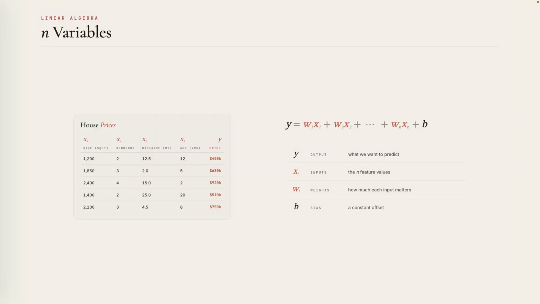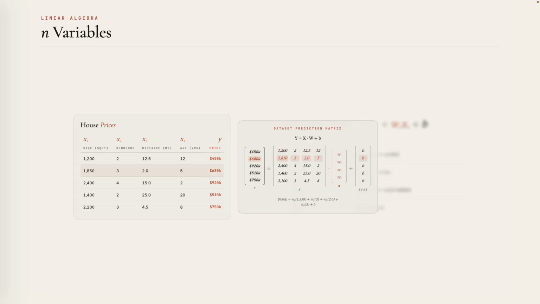And here's the real power of writing it this way. Look at the table. Rows for each house, columns for each feature. It looks like a spreadsheet, but it's really just numbers arranged in a grid. And in linear algebra, that grid has a name, a matrix. So our entire dataset becomes a single matrix. Every house, every feature, all in one neat structure. And now, instead of running the equation one row at a time, we feed in the whole matrix at once. Y equals X times W plus B.